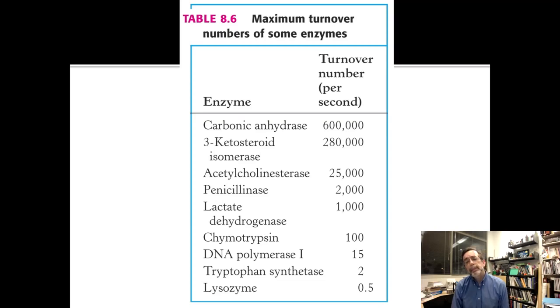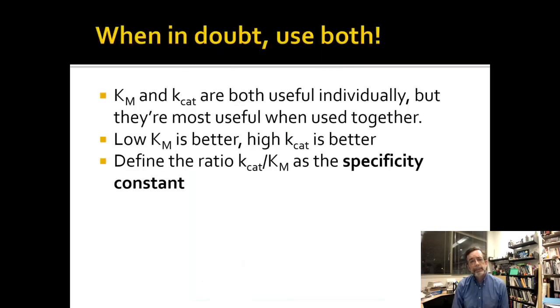You see that they tend to be about 100,000. You can get some pretty slow enzymes at the bottom, but we're talking about in the 1,000 range as sort of average for enzyme speed. So when in doubt, use both. Low Km is better and high Kcat is better.